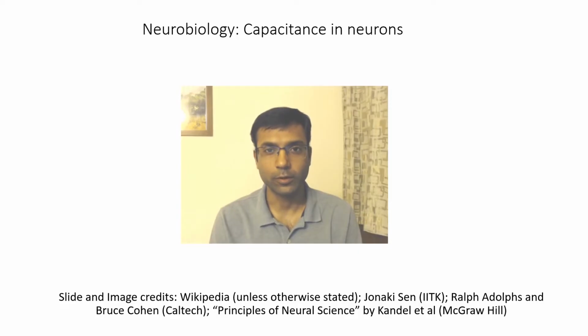In this series of videos, we have been looking at the electrical properties of neurons. In the last video, we looked at current, voltage, resistance and conductance. And in this video, we will look at capacitance, which is also an important property that determines the functioning of neurons. So let's see.